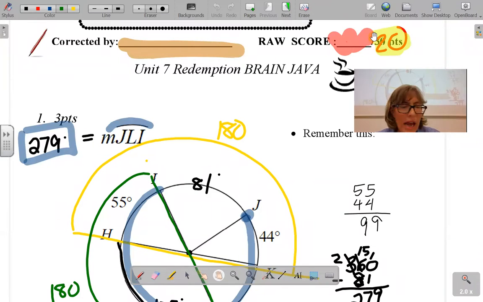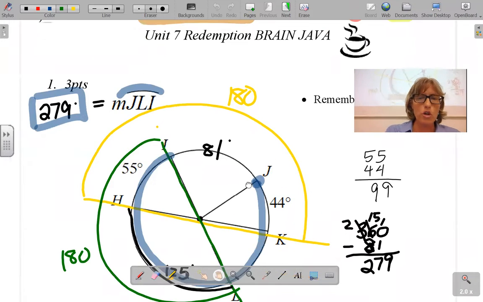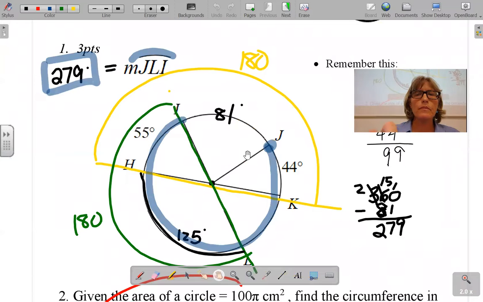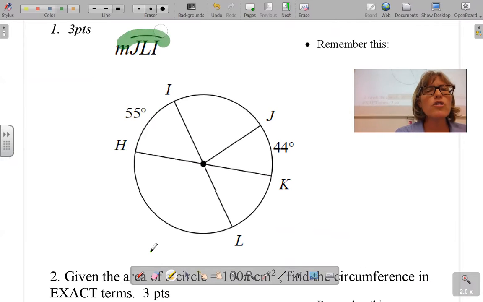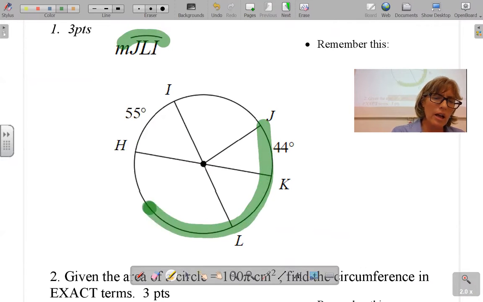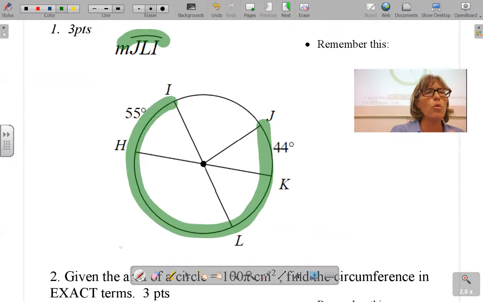Students, I'm going to explain that redemption brain Java as promised. So this first problem says right here, we want to find the measure of JLI. So we go like this, JLI. We have to go in that exact order. But as you can see, we are missing an arc right here.